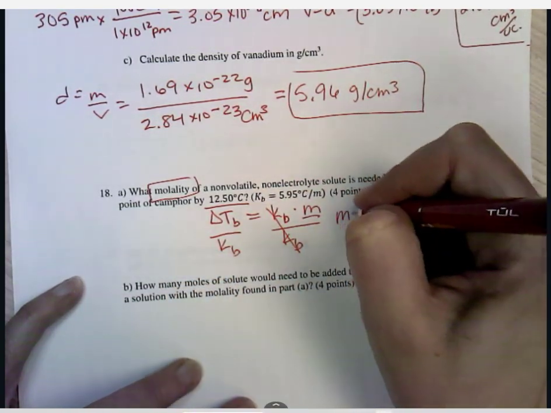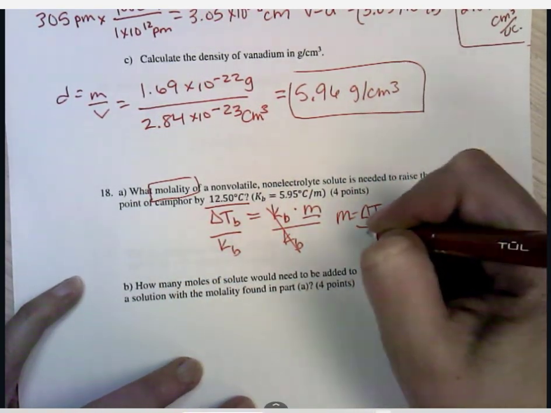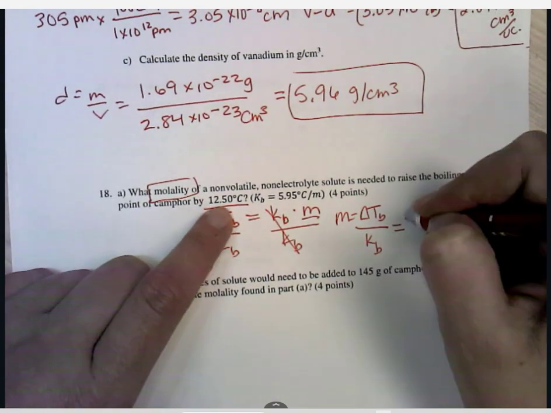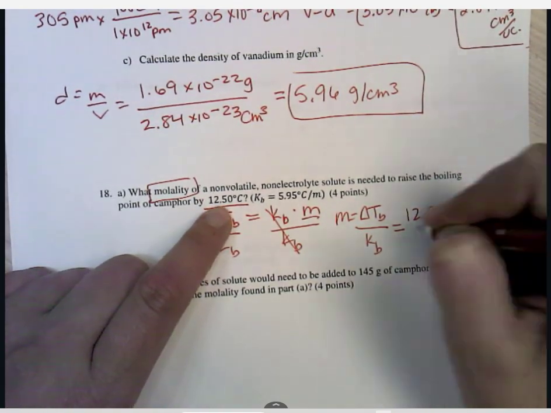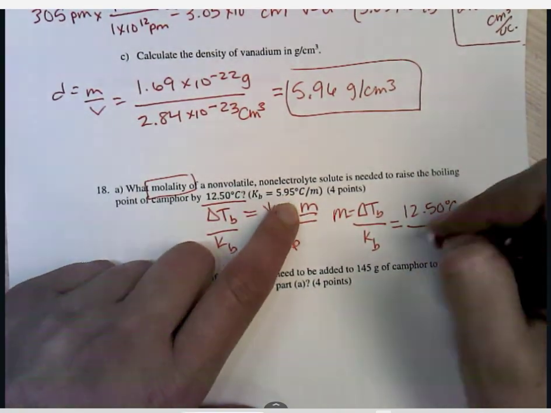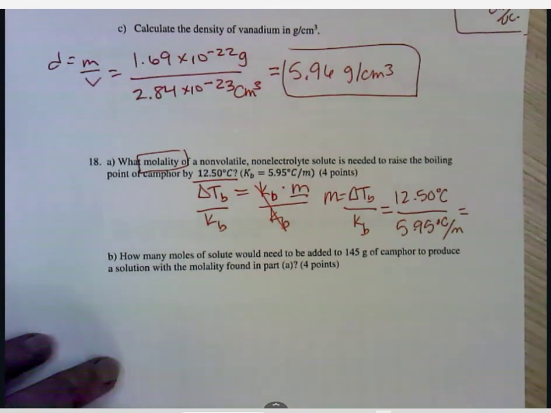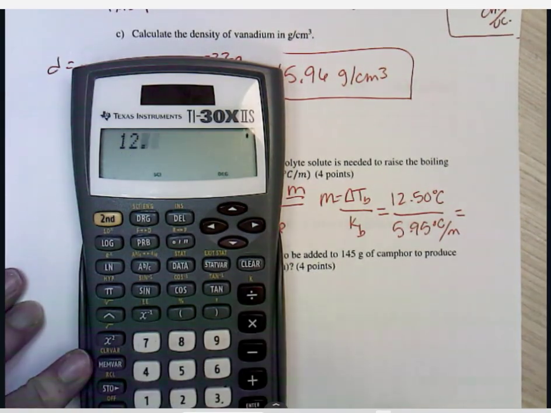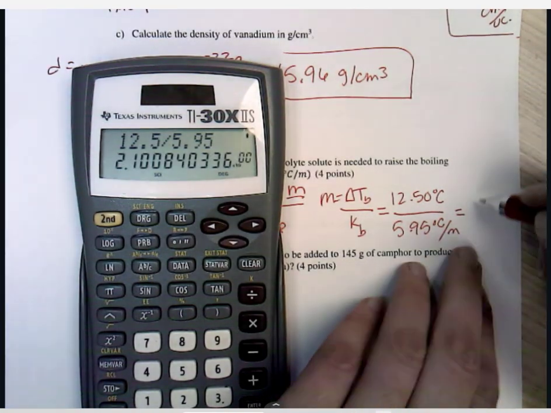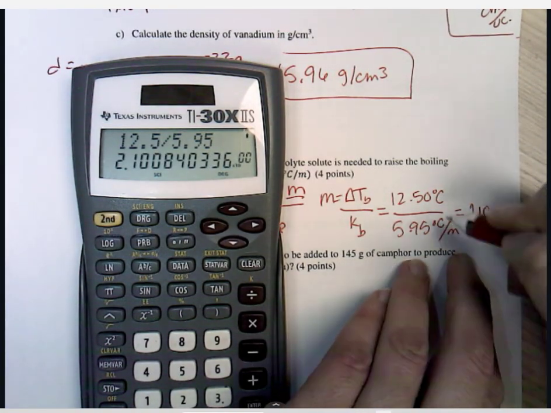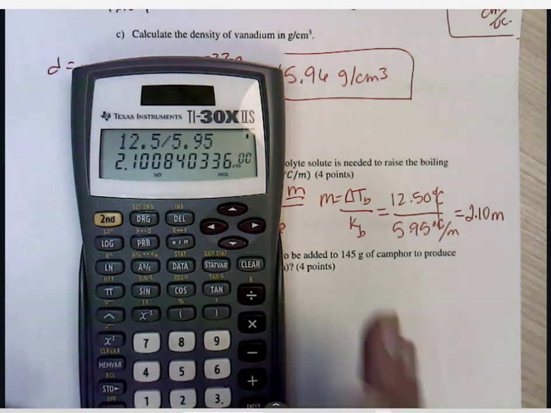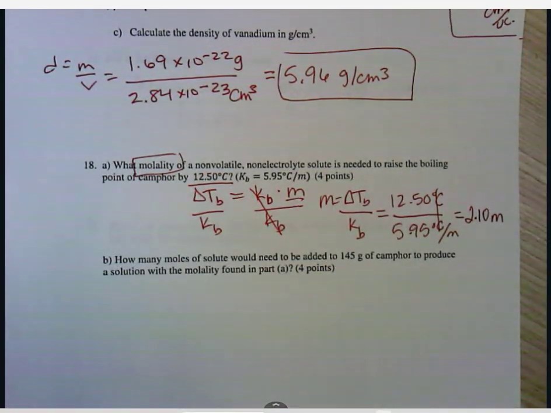So M equals delta TB over KB, where delta TB is the 12.50. That's how much I want it to go up by. And the KB is given to me, 2.10. The degrees Celsius would cancel. Molality in the denominator of the denominator, 2.10 molal.